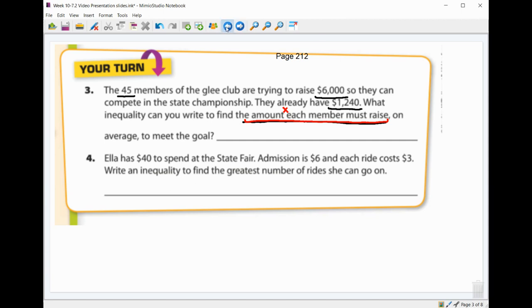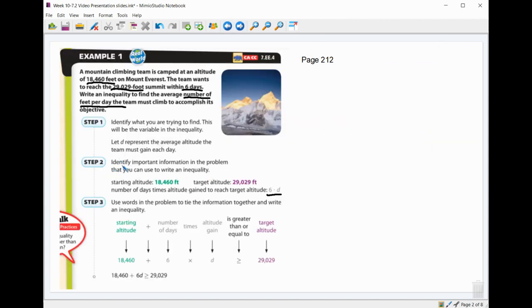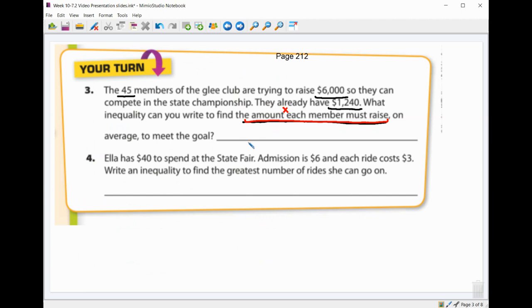So let's go back and see what the next step needs to be. Identify important information in the problem that you can use to write an inequality. We kind of already did that by annotating the important pieces when we read it the second time. So the 45 members need to raise $6,000, and they have already raised $1,240. What more is each of them going to need to raise in order for them to reach their goal of $6,000?